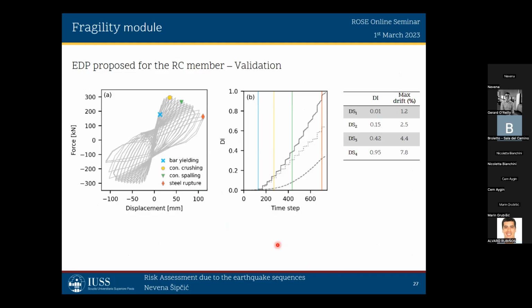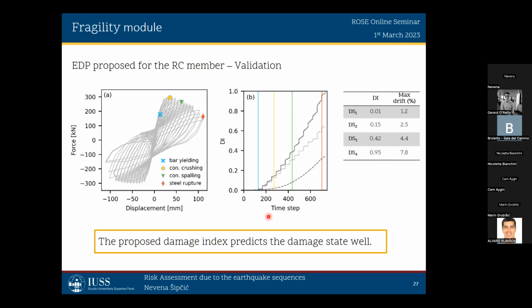result. As an example, I'm showing here one of the experiments that we left for validation, where based on the report that we had, we identified the points where we have bar yielding, concrete crushing, spalling, and the steel rupture, which correspond to the damage state 1 to 4. And we calculated this new damage index for every point. And we showed that the values that we obtained here match well the range that we previously proposed. So that simply means that the proposed damage index predicts the damage state well.